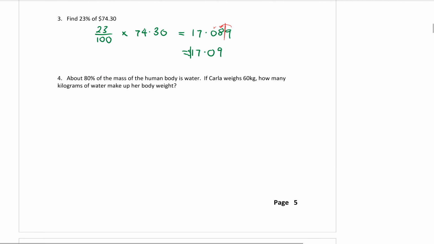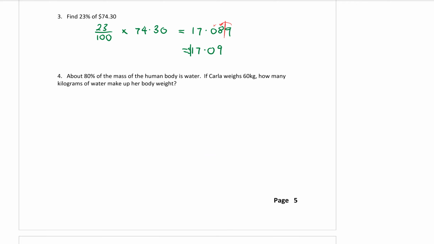Question 4, just a wordy version. About 80% of the mass of the human body is water. If Carla weighs 60 kilograms, how many kilograms of water make up her body weight? Well, it's going to be 80% of her weight, isn't it? So just like all the others, just a wordy version, I want to find 80%, which means 80 over 100, times by her weight, which is 60 kilograms. And type it in.